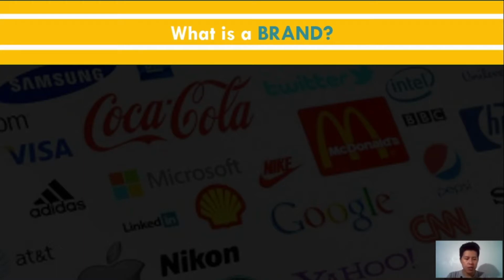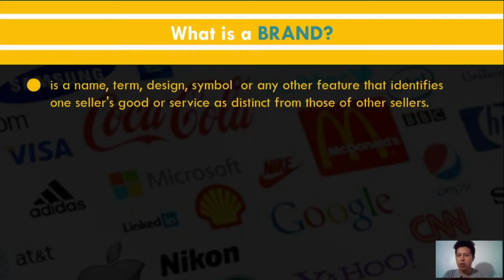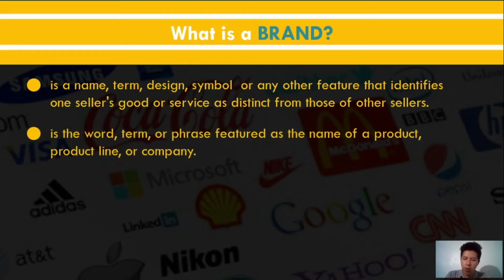Now, before we try to answer those particular questions, we have to begin with what is a brand first. A brand is a name, a term, design, symbol, or any other feature that identifies one seller's good or service as distinct from those of other sellers. Or it is a word, a term, or a phrase featuring the name of the product line or the company. If you look at the background picture in this particular slide, you'll be able to know what a brand is. It is pretty basic that the identity and logos of these companies are examples of brands, and you know them solely by looking at these images.